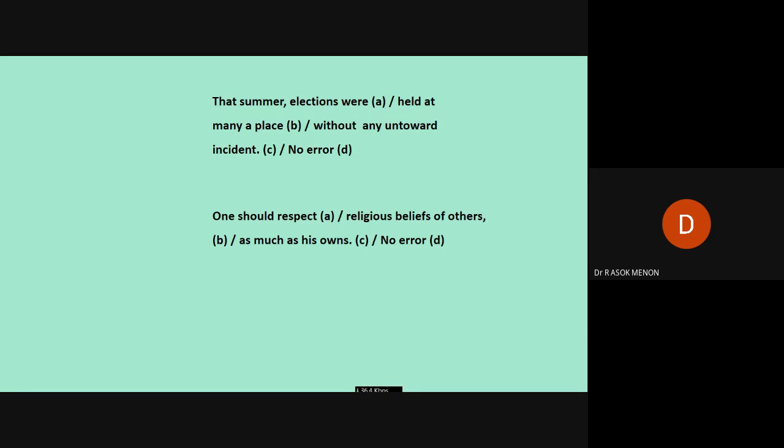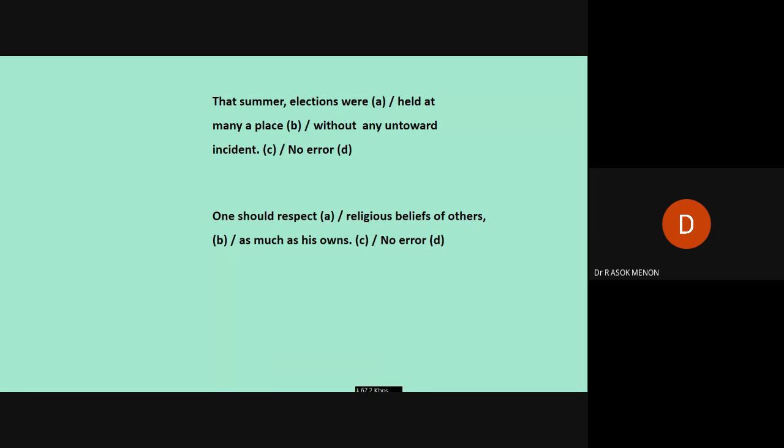Your doubt mostly dwells upon many a place. Kishore has asked a question. Many places and many a place both mean the same thing. Both are grammatically correct. When you say A, it is many a place. When you avoid A, you should say many places. In both cases, the sentence is perfectly right. Grammatically, it is okay. So here the choice is no error.